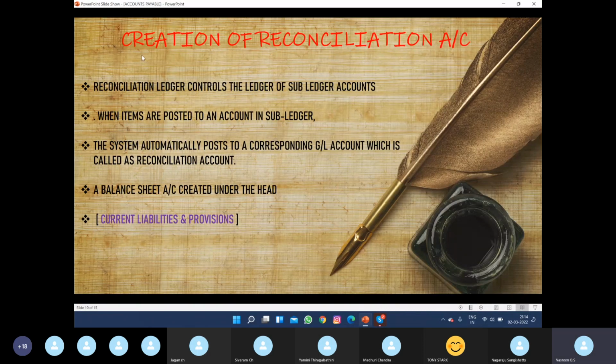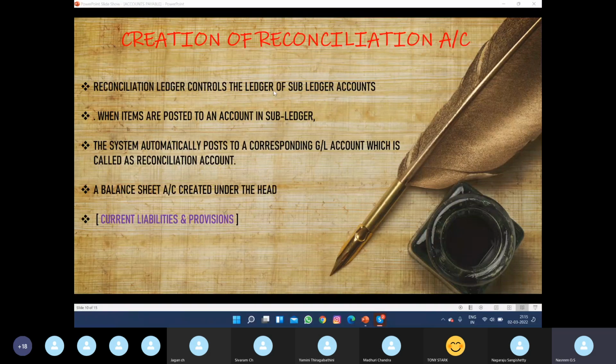Then comes, we have to create a reconciliation account. This is the creation of a reconciliation account, which means linking the balance of the accounts payable to the general ledger. We are creating this reconciliation account as a ledger in our general ledger, so we can create it as a general ledger and we have to link it.